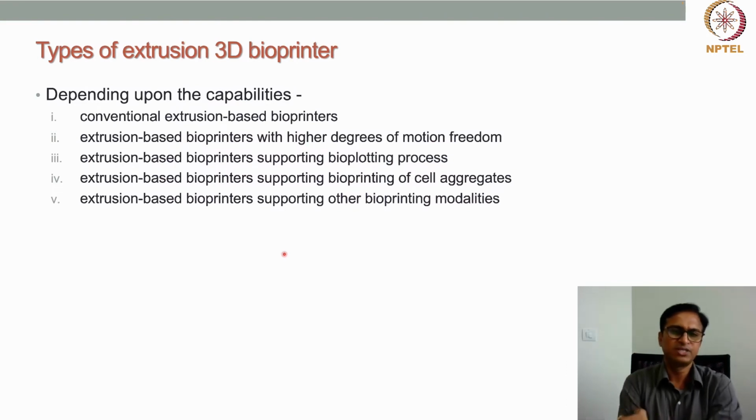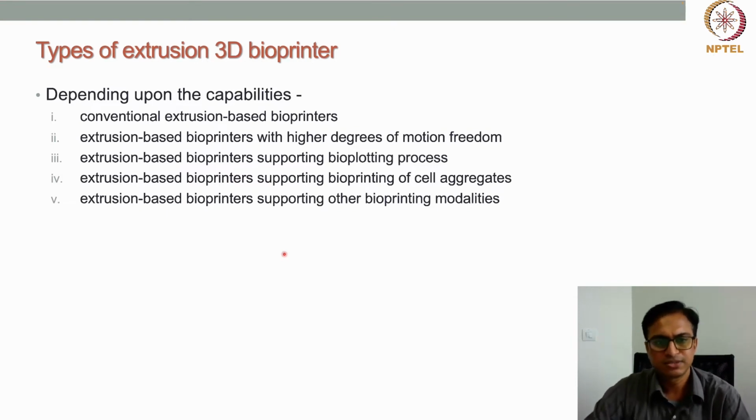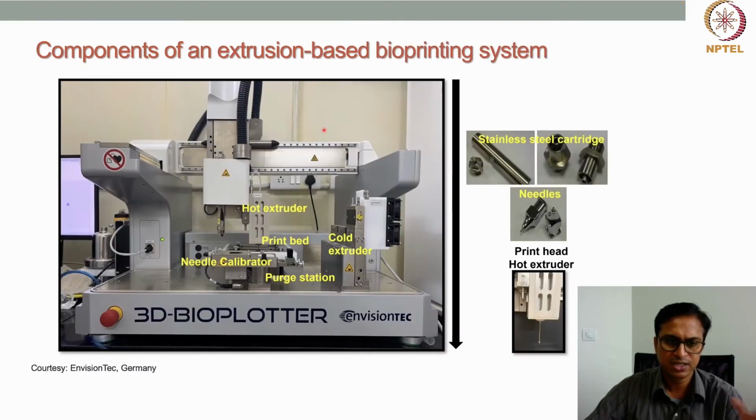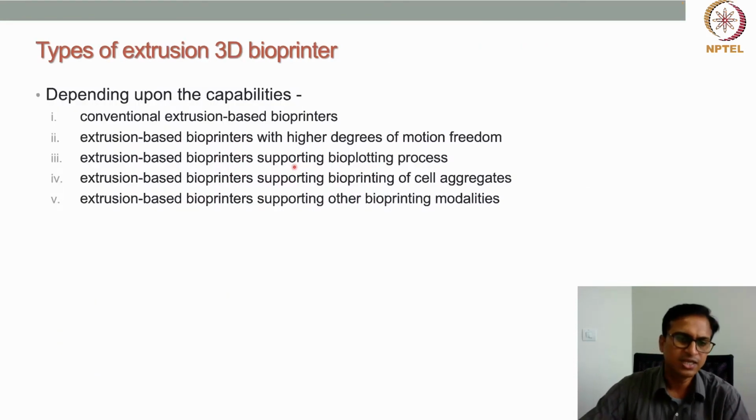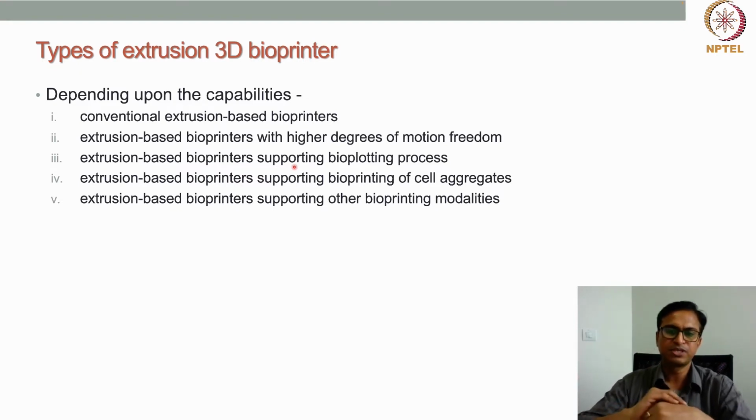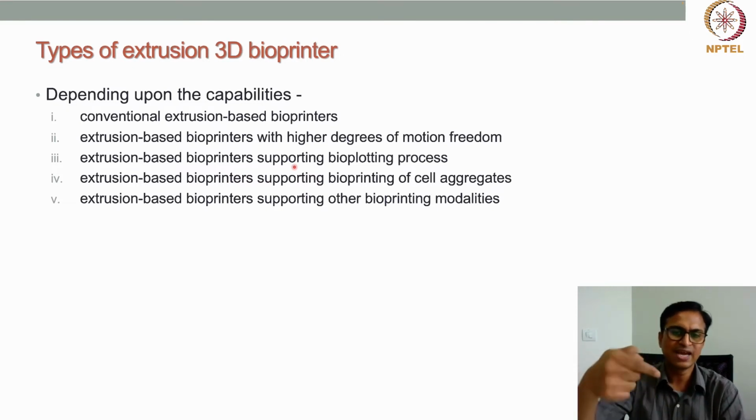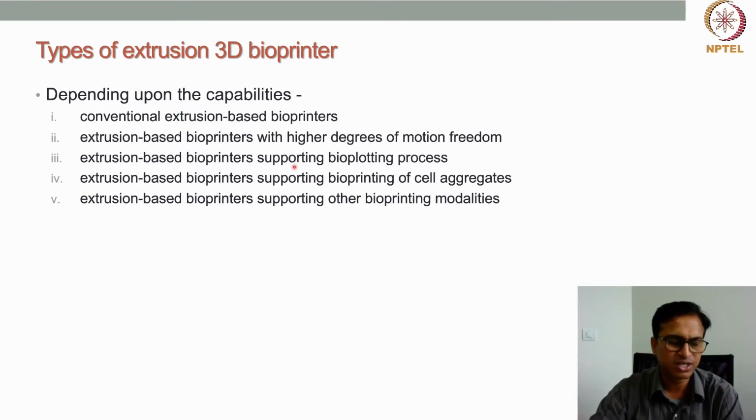Again, depending upon the capabilities and functionalities, different types of extrusion-based bioprinter systems are available. Some are conventional extrusion-based bioprinters, like the one we have shown here. Then there are certain bioprinters with a high degree of freedom in motion, where the printhead can move over an uneven surface and still print. The nozzle can also be rotated and printed.